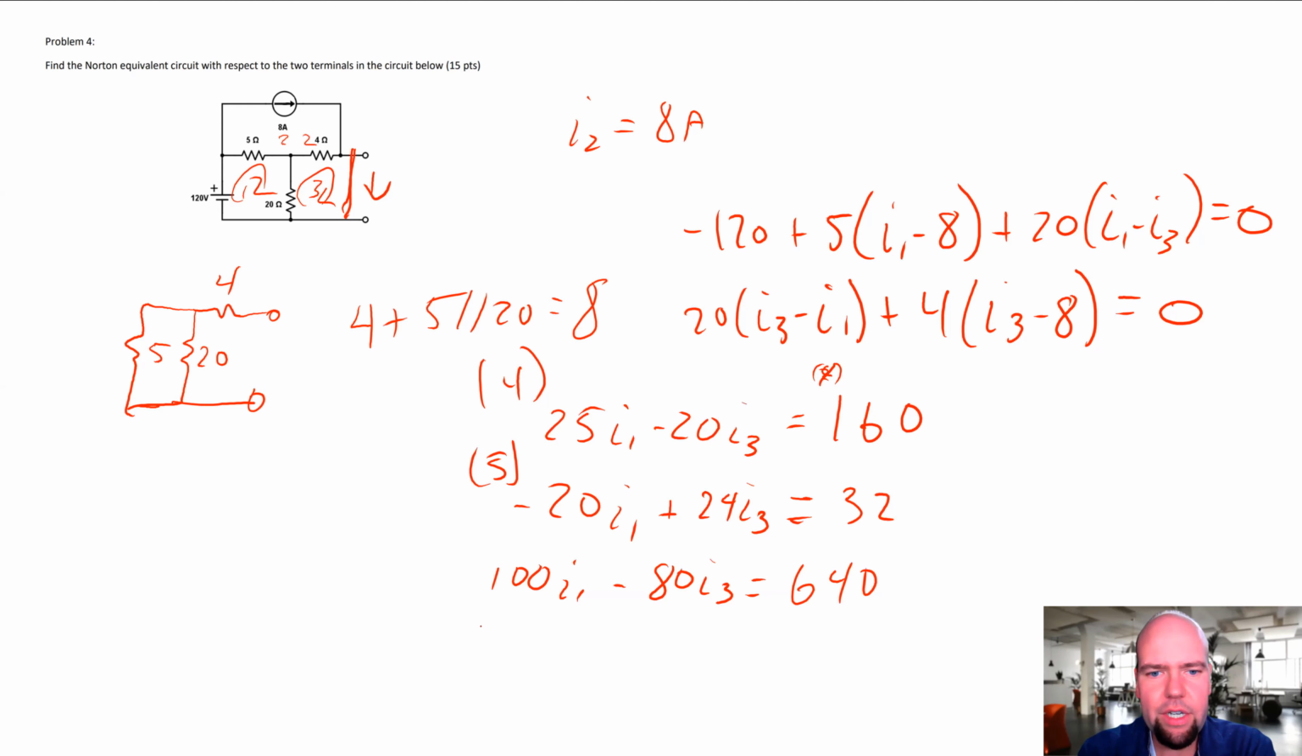And then the second equation, negative 100 I1 plus 96 I3 equals 5 times 32, which is going to be 150 plus a 10. See how I did that?